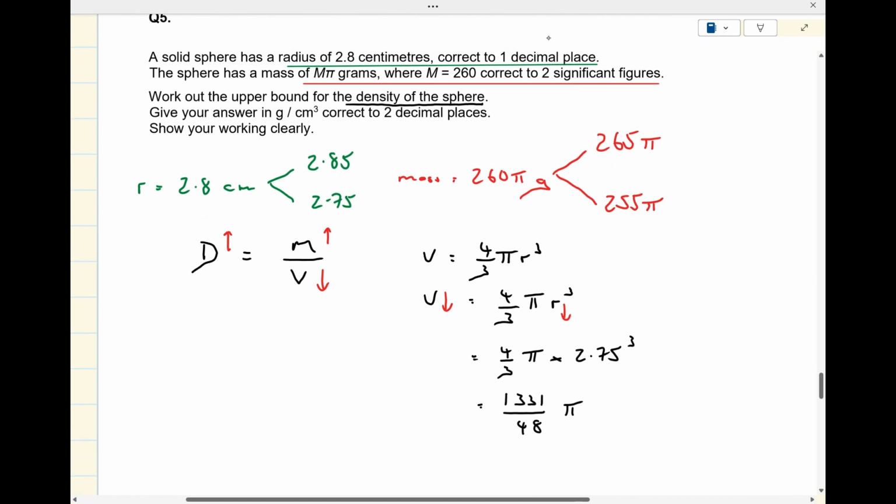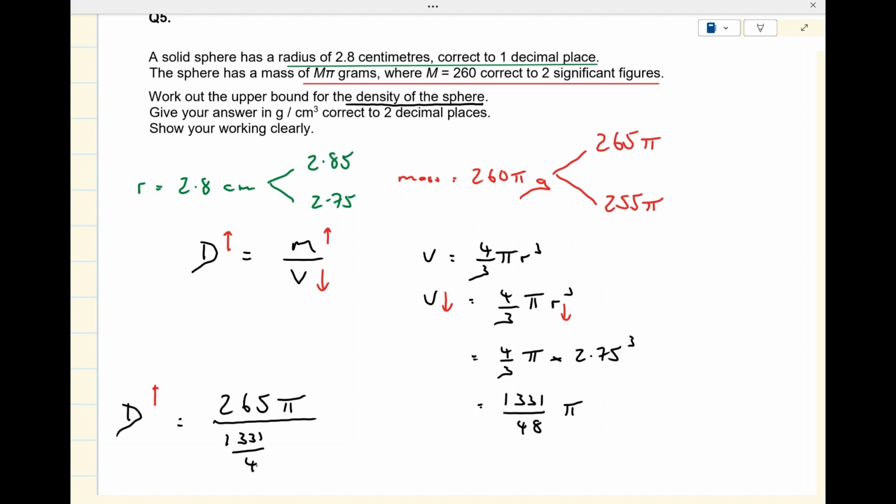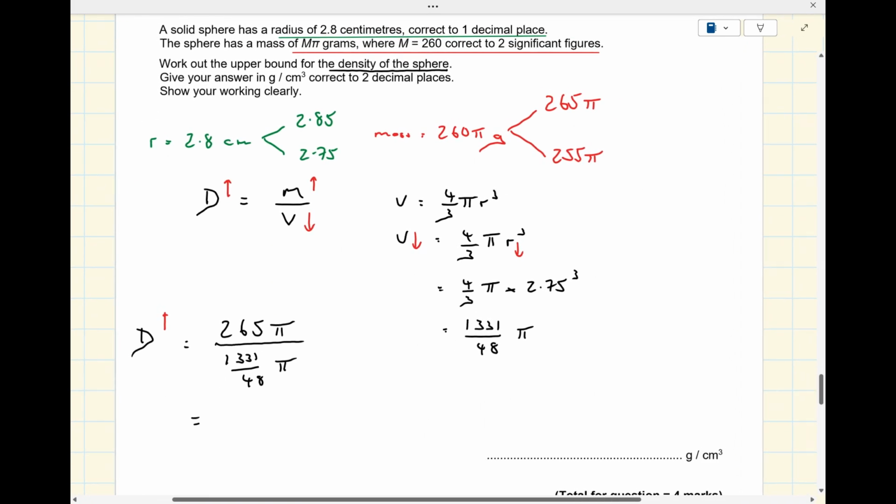So now let's go back here. Highest possible density, we said. So we said we wanted the highest possible mass, 265 pi, over the lowest possible volume, 1331 over 48 pi. Okay, so the pi's will cancel, won't they? So I can just do 265 divided by 1331 over 48.